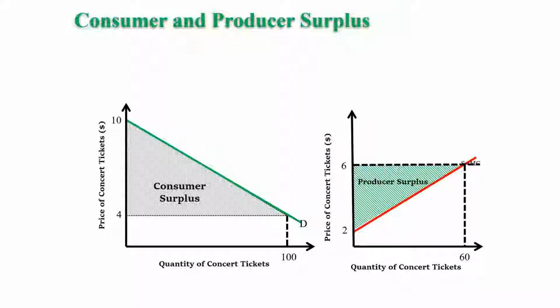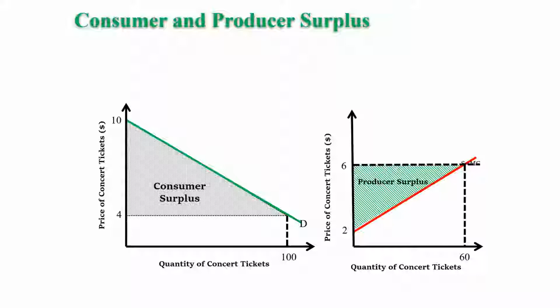Now let's look at the other diagram on the right. We see the supply curve is upward sloping, and the producer surplus is the shaded green region. We notice that the producer here is willing to accept $2 for the concert ticket, but consumers are willing to pay $6 for each concert ticket. So apparently, 60 tickets were sold.